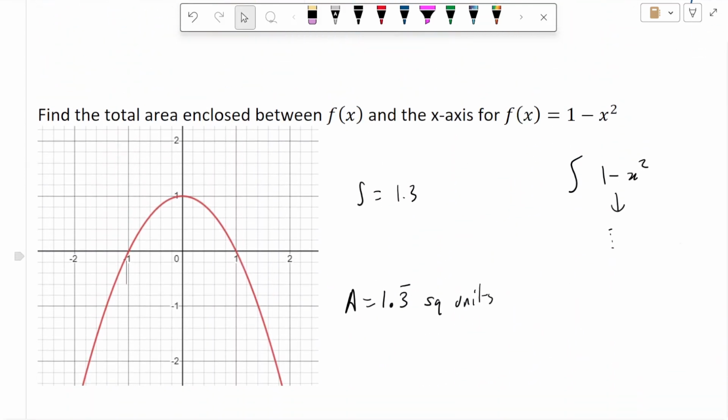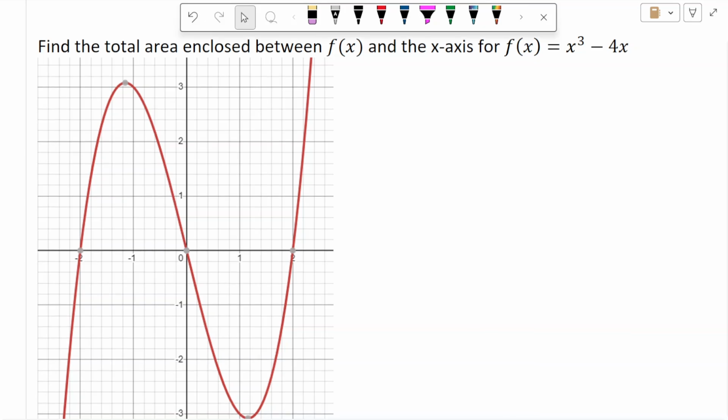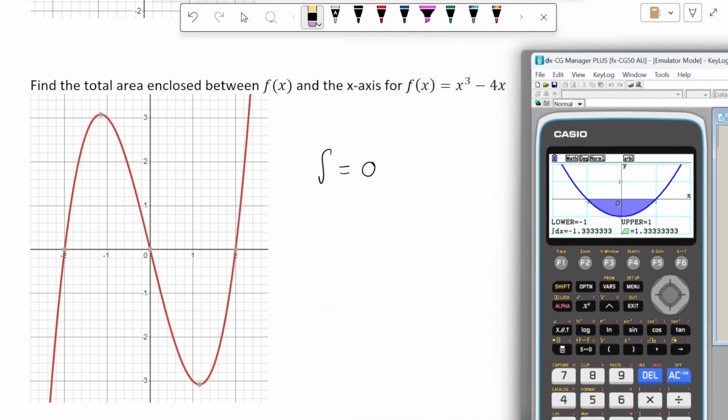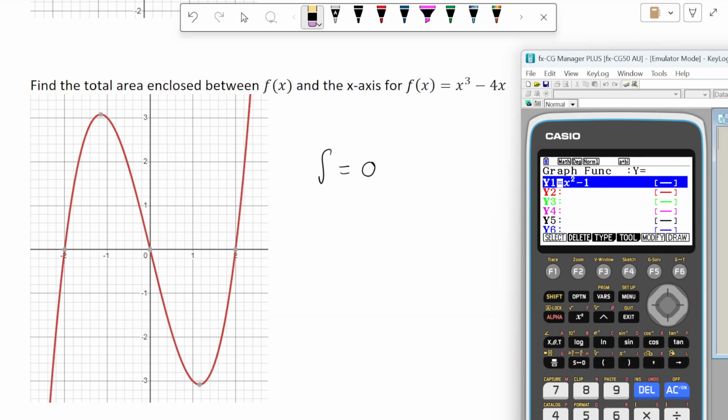By the way, if you want to do this by hand, you do have to find the x-intercepts. They're -1 and 1, which is easy to spot here, but sometimes they can get a bit messier. Find the total enclosed area for x cubed, take 4x. So the integral I can already see will be 0 because the upper bit there and the lower bit there will cancel off. I shouldn't assume that it's 0, but I wrote these questions so I know that it was 0 and they sort of look about the same.